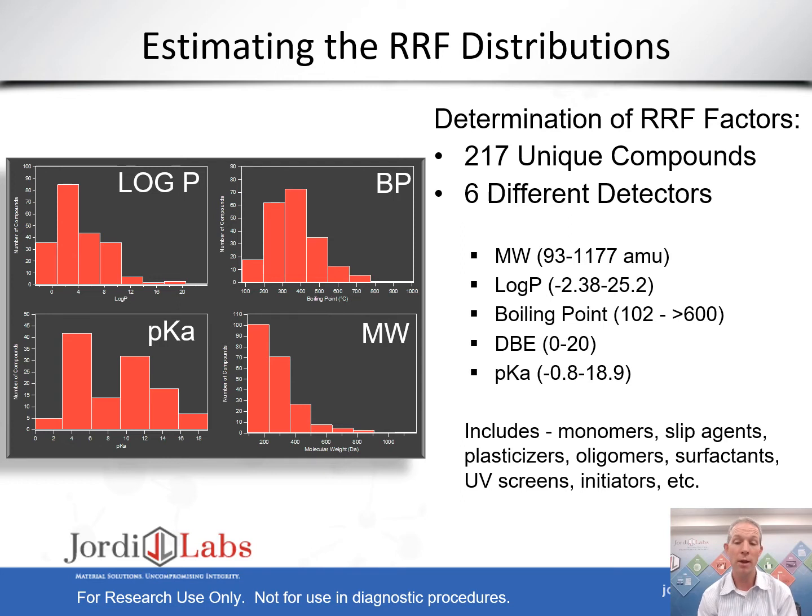a wide range of log p values so that they would include both polar and nonpolar compounds, compounds of all different volatilities, from boiling points ranging from 102 to greater than 600. DBE from 0 to 20, meaning it had double bond equivalent values that ranged from no double bonds to a wide range of double bonds. And we included both acidic and basic species.